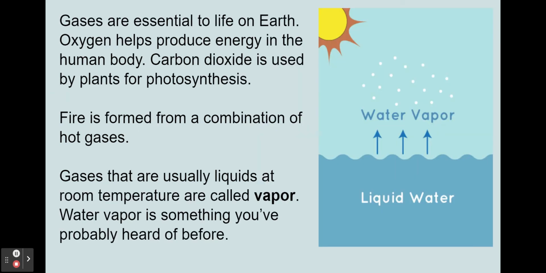Gases are essential to life on Earth. Oxygen helps produce energy in the human body. Carbon dioxide is used by plants for photosynthesis. Fire is formed from a combination of hot gases. Gases that are usually liquids at room temperature are called vapor. Water vapor is something you've probably heard of before.